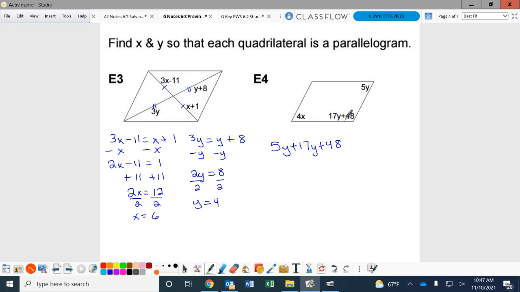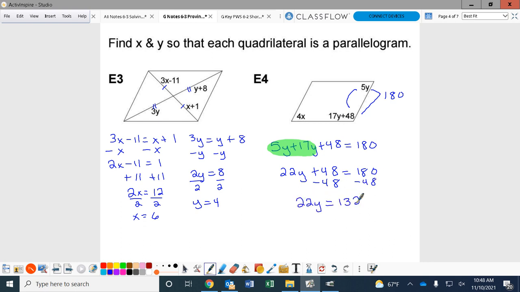Guys, look for the variables that are the same. These two have the same variable, and these are same side interior angles. Because they are same side interior angles, they are going to be supplementary, which means they add up to 180. So we set that equal to 180 when we add those up. We are going to combine like terms. We're going to combine that 5y and that 17y. That's going to be 22, is that what it is? Plus 48 equals 180. You minus that 48, minus 48, it makes it 22y equals 132.